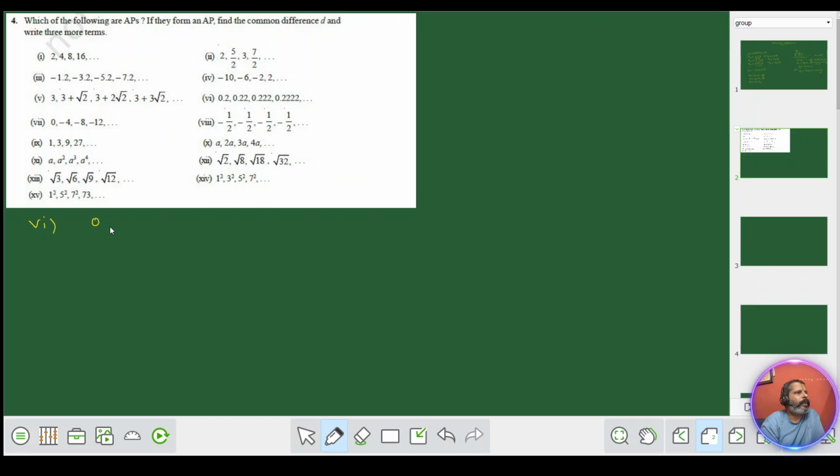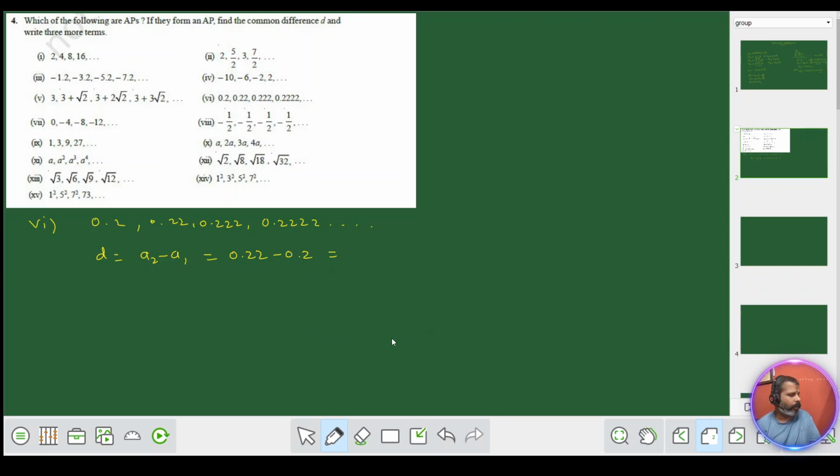Sixth one, it's a decimal. 0.2, 0.22, 0.222, 0.2222. 4 terms are given. So we know D equal to A2 minus A1, that is 0.22 minus 0.2.